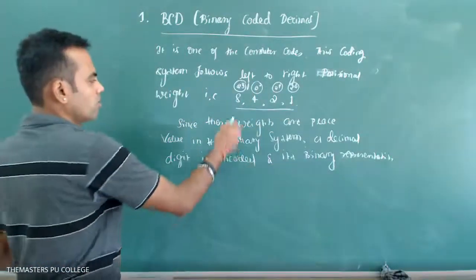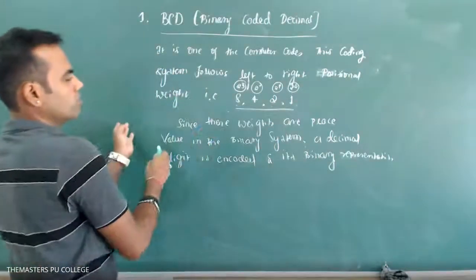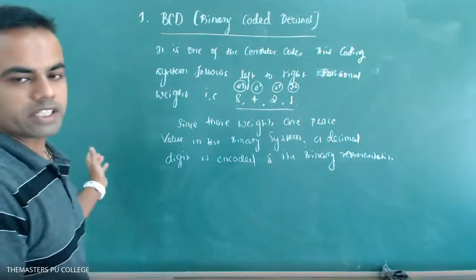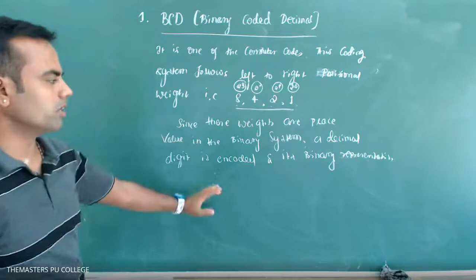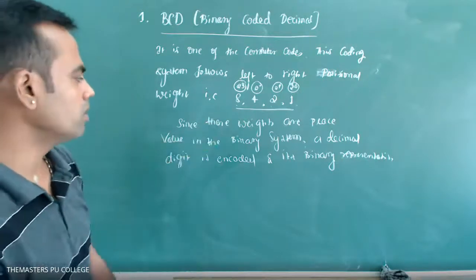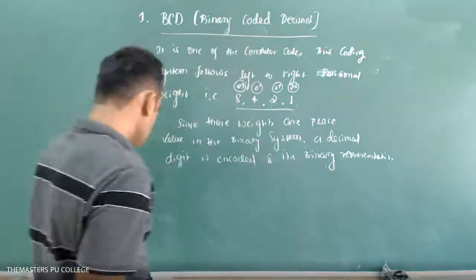Okay, this place value is 8, 4, 2, 1. Then after this it comes 16, 32, 64, 128 like this. So the place value will be considered and this will be encoded and it's the binary representation.